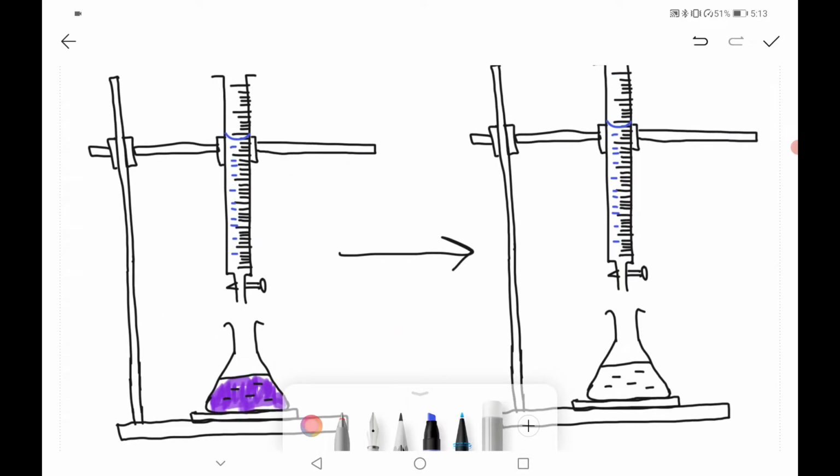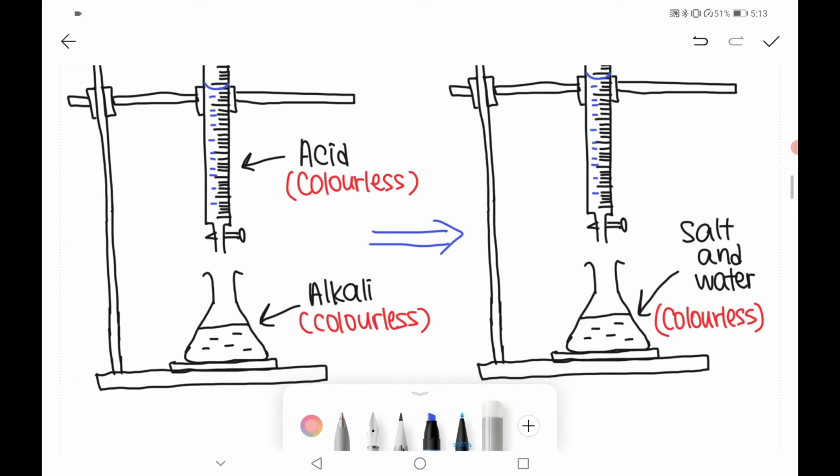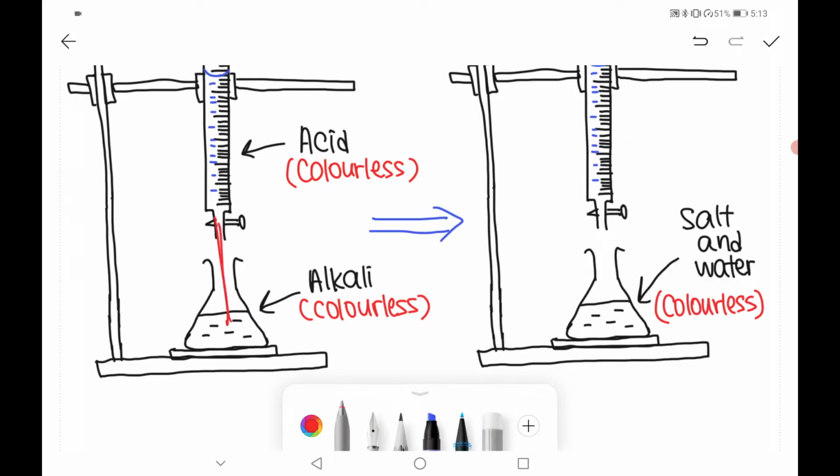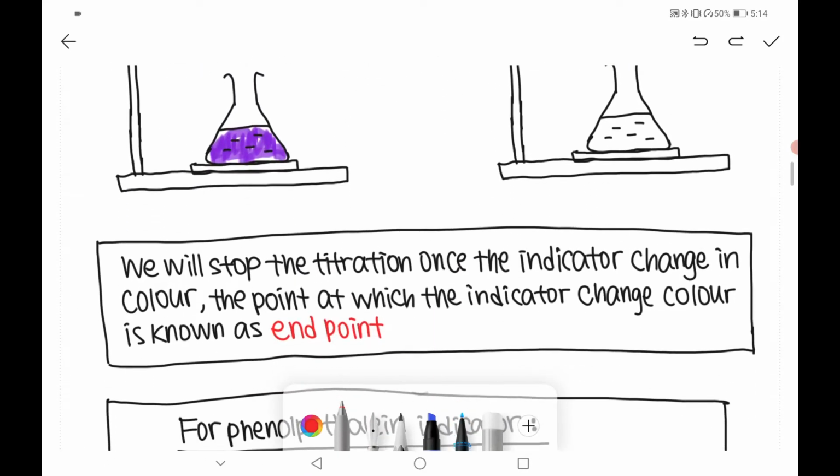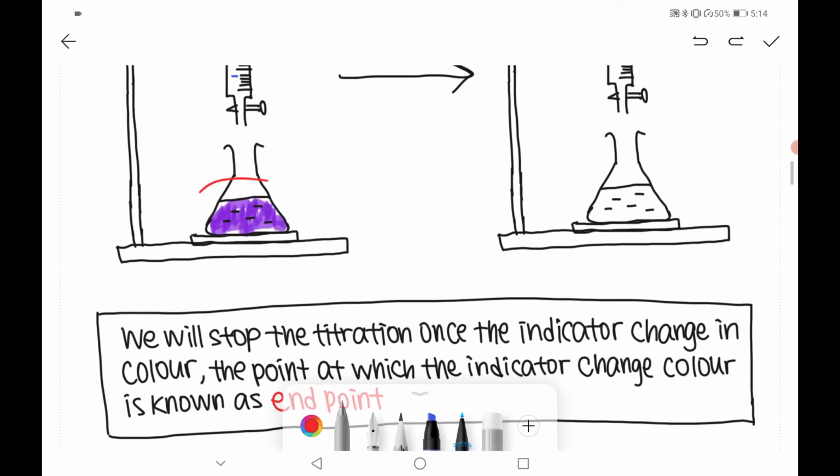So I want you all to imagine this. Without indicator, we will do the titration forever, because when you keep adding acid, you don't see any color change. Acid doesn't have color, alkali also doesn't have color. When they react, the salt and water also don't have color. So without indicator, we will never know when we need to stop, when the titration process has ended. But once we add indicator, we know we will stop the titration once the indicator changes color. When you see the color inside here change, then we stop.